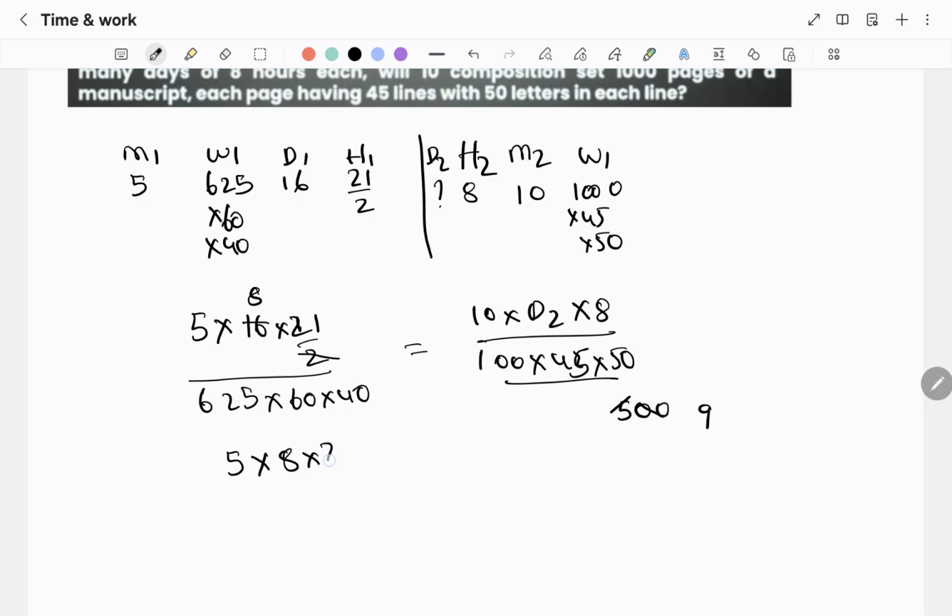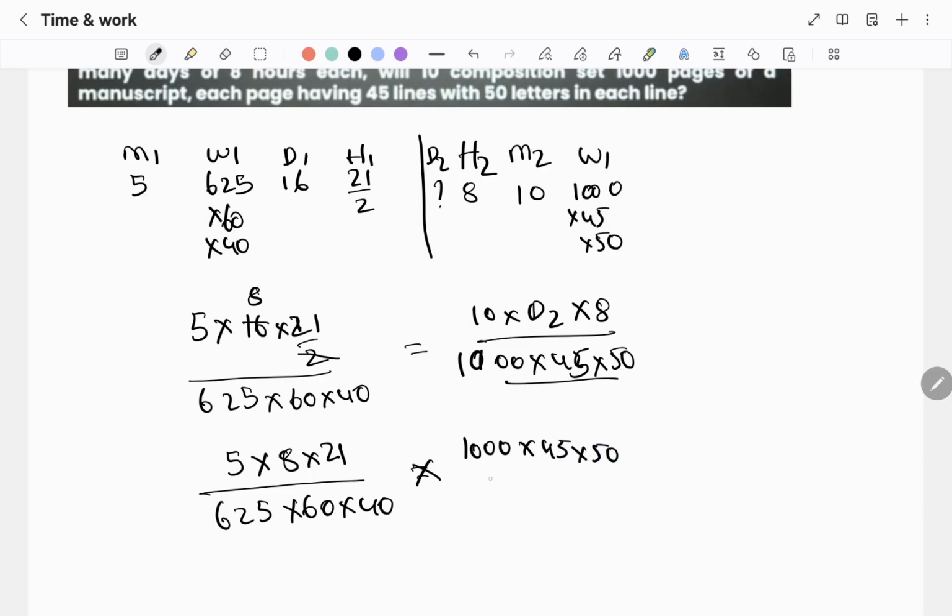5 into 8 into 21 by 2, 625 into 60 into 40, which is equal to 1000. Now this is 1000 into 45 into 50 by 10 into 8. Now 8 and 8 get cancelled. Okay. 125 5s are 625, 125 8s are 1000. Then 10, 5 times. 5 and 5 get cancelled.